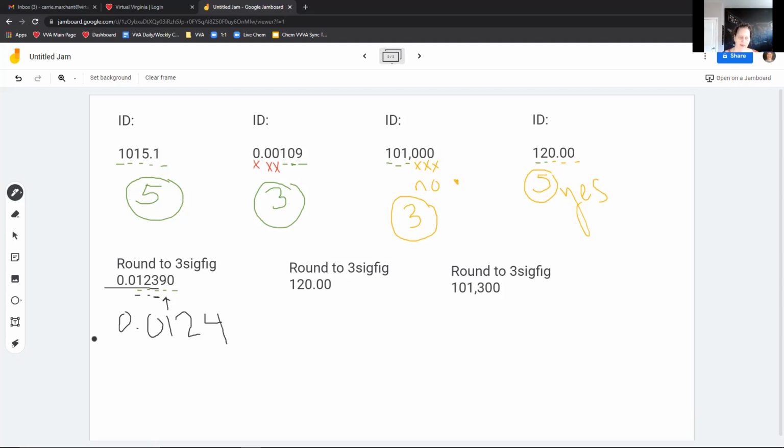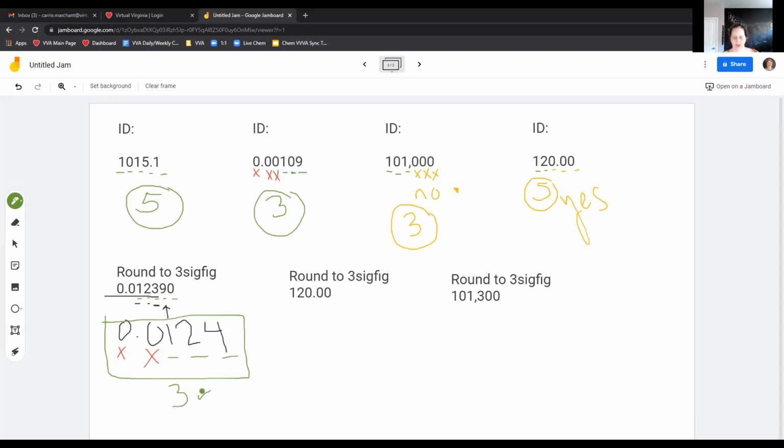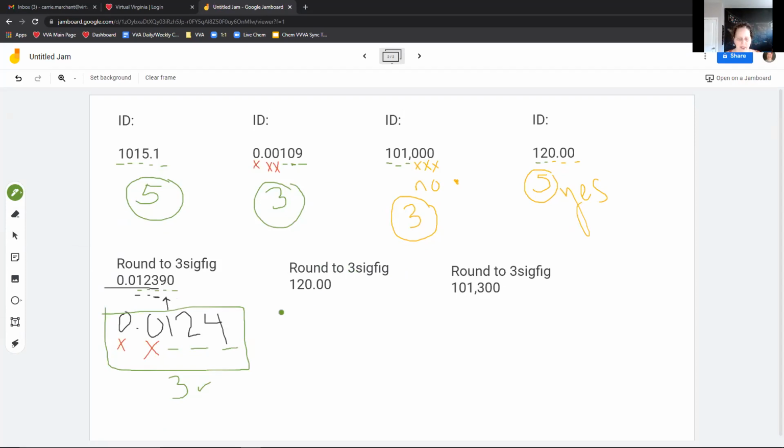0.0124. How many sig figs does this have? Our leading zeros never count. Non-zeros always count. Always check your answer to make sure you got 3 at the end. Okay. So for your answer, you would submit the 0.0124, because that is the answer rounded to 3 sig figs. The 3 down there is just the double check to make sure you were on the right track. How about over here?